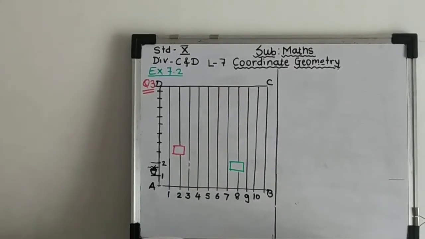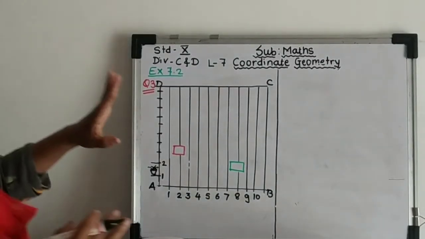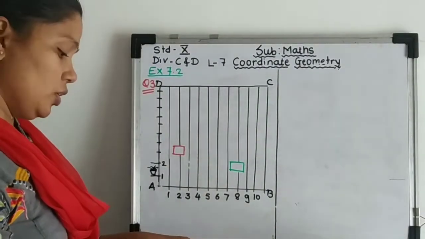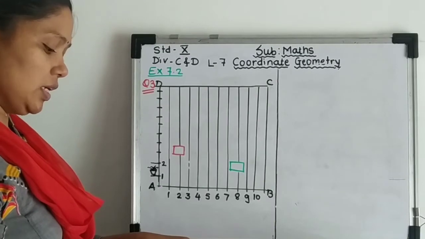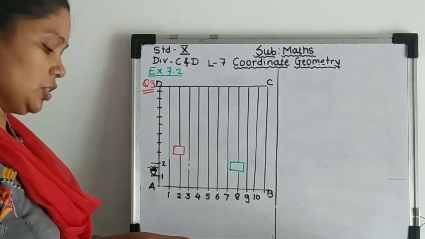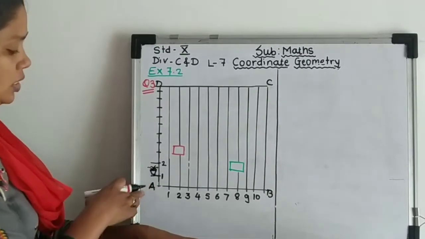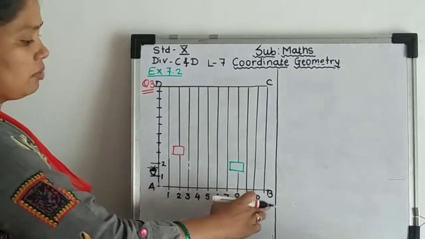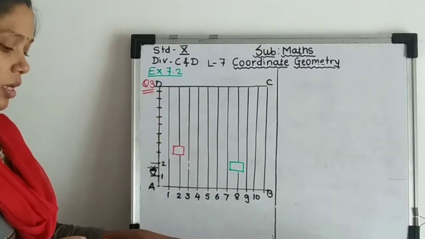See students, I have drawn here only the diagram and I will read out question number 3. To conduct sports day activities in your rectangular shaped school ground ABCD. See, this is the rectangular shaped ground A, B, C, D. ABCD is the ground.